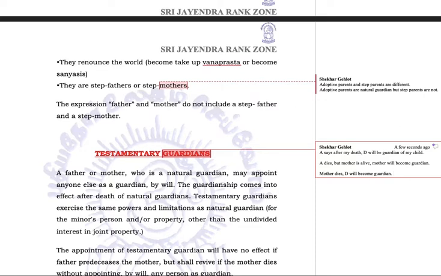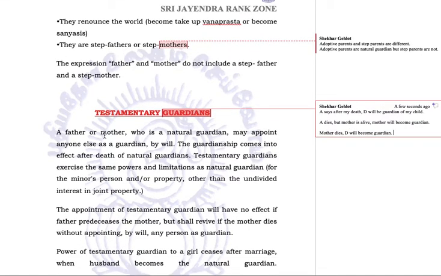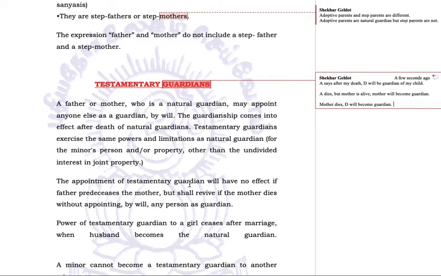When parents in their will say that the custody of my child will go to this particular person. A father or mother who is the natural guardian may appoint anyone else as a guardian by will. The guardianship comes into effect after the death of the natural guardians. Okay. Testamentary guardians exercise the same power and limitations as natural guardians. Okay. The appointment of testamentary guardian will have no effect if father predeceases the mother. That means if father dies before the mother, then the appointment of testamentary guardian will have no effect.